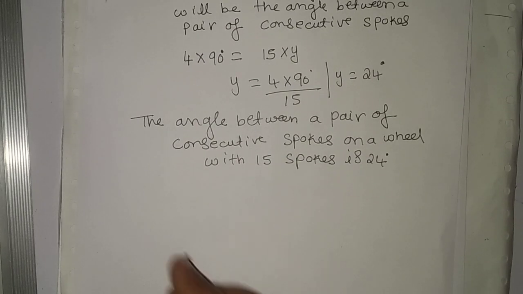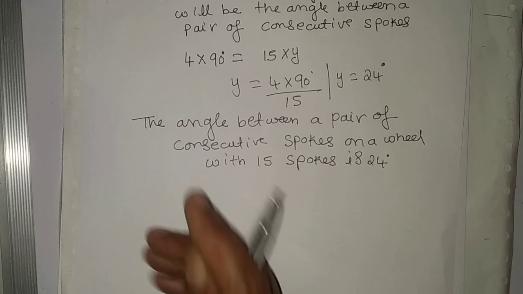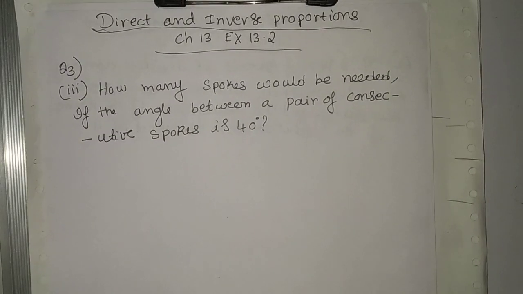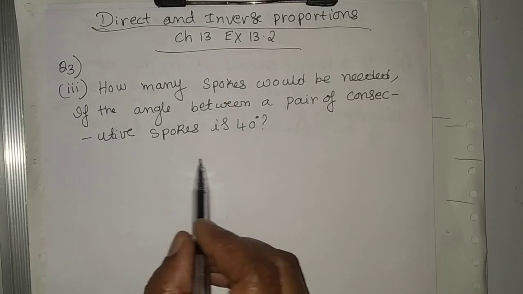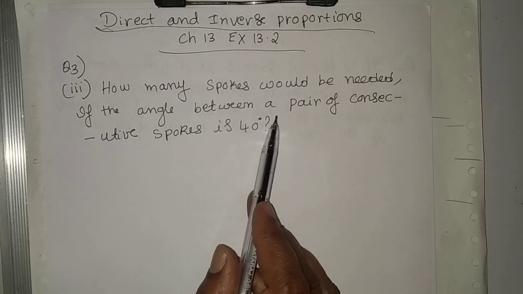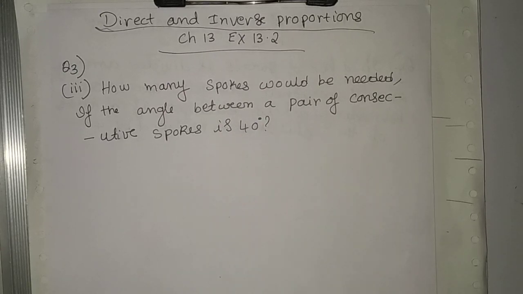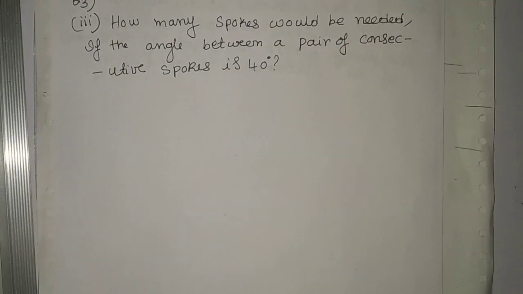Continuing this, next is the third question, we will move on to the third one. We completed the first and second sub-problems. How many spokes would be needed if the angle between the pair of consecutive spokes is 40 degrees? Here the degree is given, we have to find out the number of spokes.